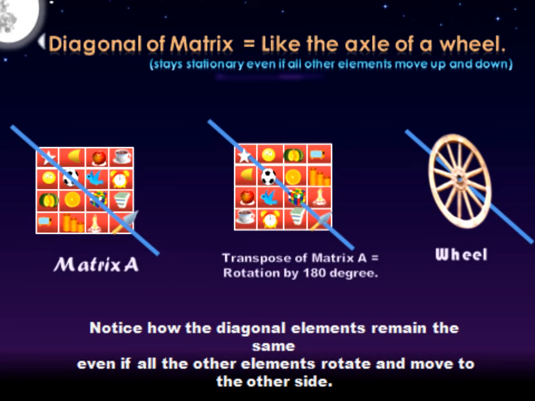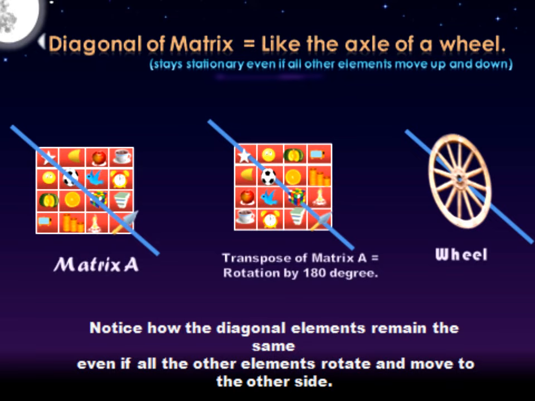And you can see it in the rotation of a wheel or in the rotation of a fan. The central elements stay where they are. They don't exhibit a lot of change. The axle of the wheel stays where it is. Even when, in this image that is shown to you, everything moves from up to down and gets translocated from one place to another. This image shows the rotation of a matrix by 180 degrees. The rotation of a matrix by 180 degrees around the diagonal is also called the transpose of a matrix.